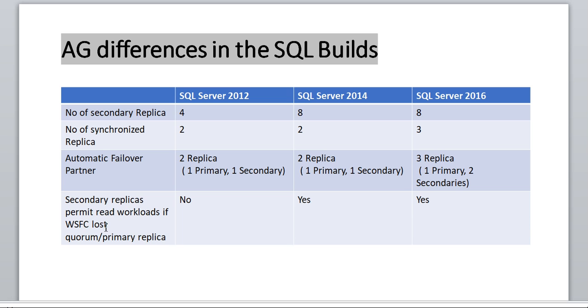The secondary replica permits the read workload if the Windows Server cluster is lost on the primary replica. In 2012 we don't have the read replica in terms of Windows Server failover cluster loss, which we are talking about here. In 2014, yes, we can do it. In 2016 also we can do the read workload if the WSFC is lost.